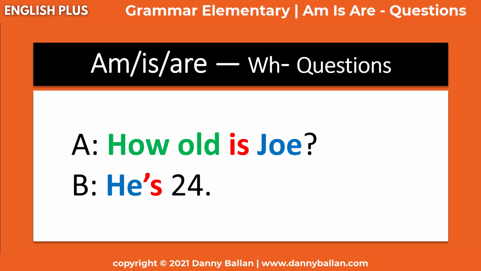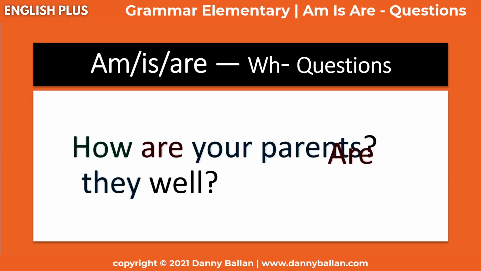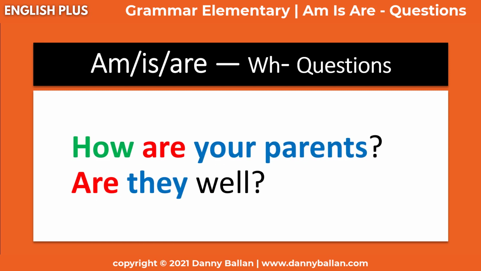And now for another example. How are your parents? Are they well? So here we use the WH question, which is how in this case, first, and then we use the same pattern. Verb to be comes before the subject. In this case, the subject is your parents. So we say, how are your parents? How, verb to be, are, then the subject, your parents. And that is a question. Are they well?